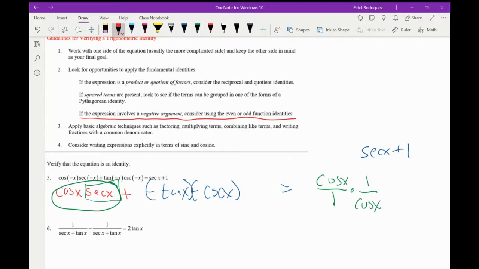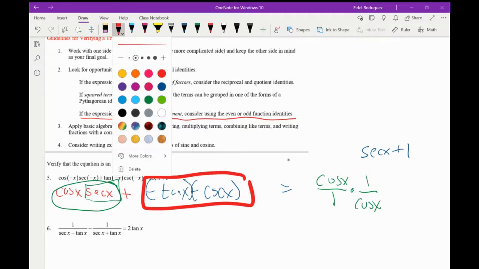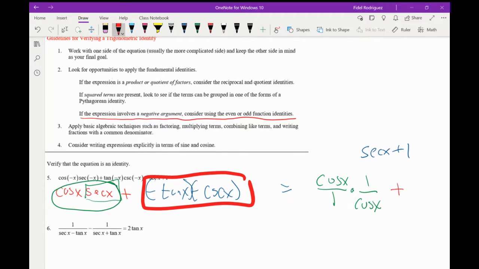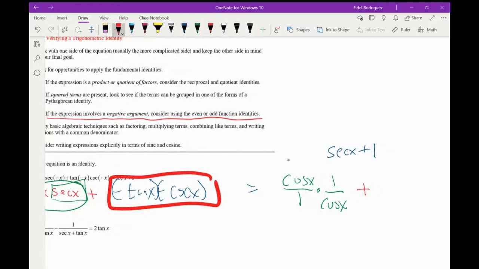Now, I'm going to come back and I'm going to look at these two pieces. So, guys, let me ask you a question. A negative times a negative is a positive, right? Okay, so let's do this. So we're going to write plus. Now, what's another way for me to write tangent of x? Sine over what? Sine over cosine, right? Good. Sine of x.